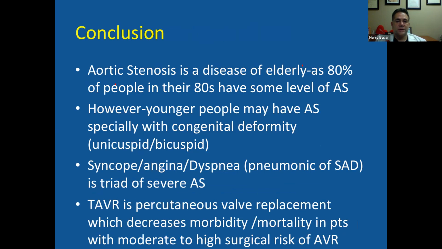So in conclusion, aortic stenosis is a disease of the elderly, as 80% of people in their 80s have some level of aortic stenosis. However, younger people may have AS, especially with congenital deformity, such as the ones having unicuspid or bicuspid aortic valve. Syncope, angina, and dyspnea is the mnemonic SAD, a triad for severe AS. TAVR is a percutaneous valve replacement, which decreases morbidity and mortality in patients with moderate to high surgical risk AVR.